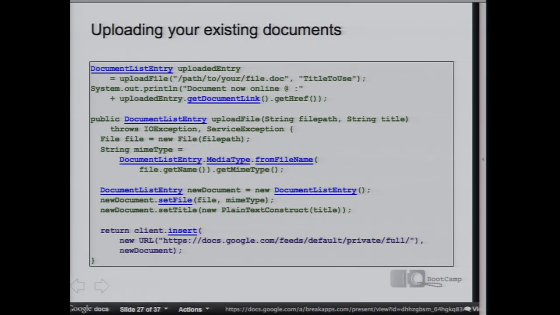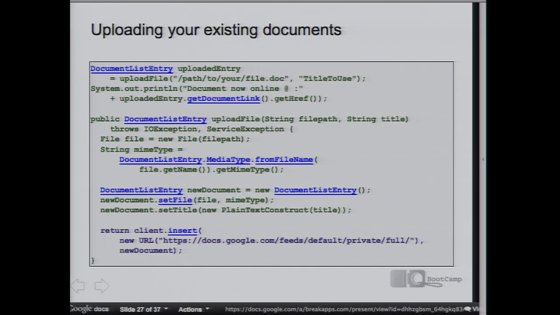Here's an example of uploading your existing documents. So let's just walk through this really quick. The only line here that really matters is the top line, because this is what's calling the method we defined below. So here we're calling upload file, and then path to your file .doc, and then we're giving it a title. So after that, we print out where the document ended up on Google Docs, and you can give that link to a user, for instance, to click on and then access it in Google Docs.